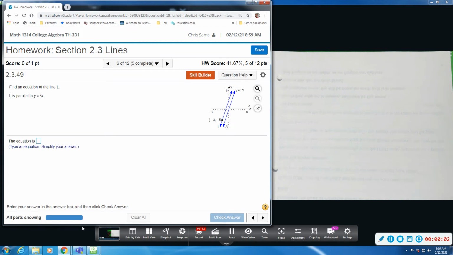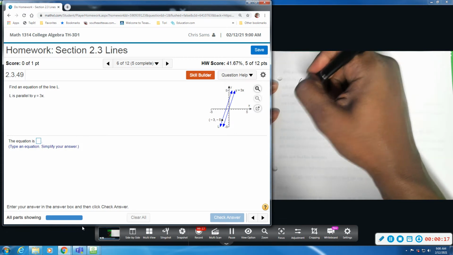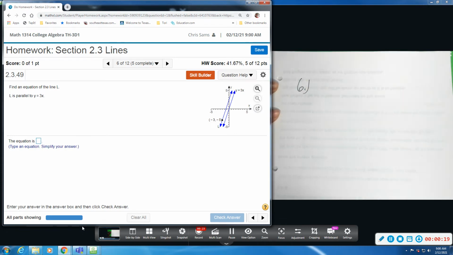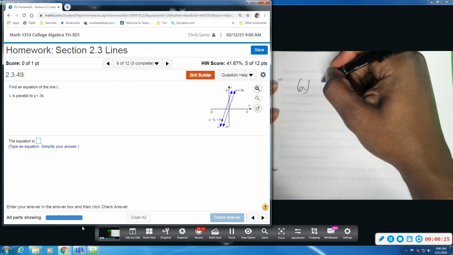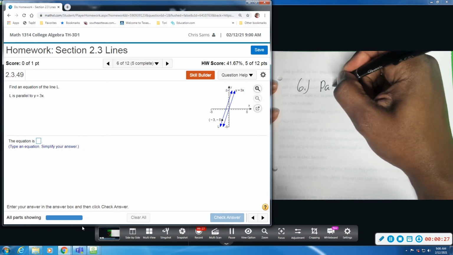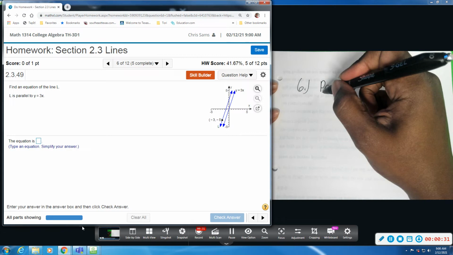Number 6, we want to find the equation of line L, and we're told L is parallel to y equals 3x. Okay, so let's talk about that. You can see from the picture two parallel lines, and most people, when we ask what does parallel mean, they say two lines that don't cross.